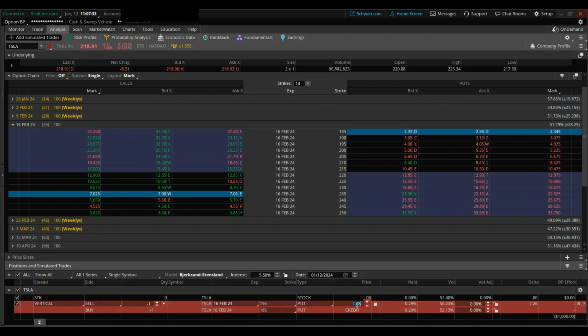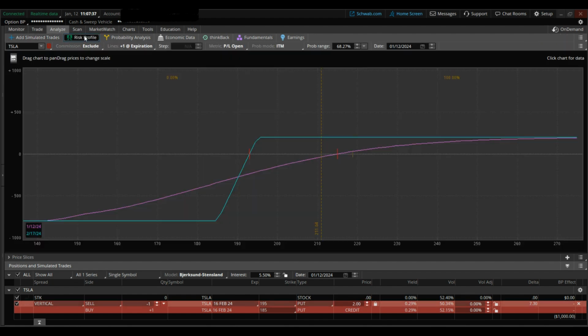I'm going to put it at the 200 for better numbers. So let's go to the risk profile and see how it looks. If you remember, when we sell a naked call or put, to make sure the broker has enough money for us when we get assigned, it gives us a very high buying power effect. But when you also buy a put or a call against it, the buying power effect decreases to $1,000 instead of the assignment price. And that's the benefit of this strategy.